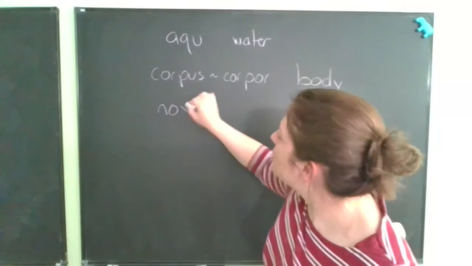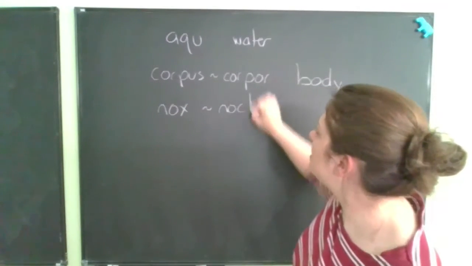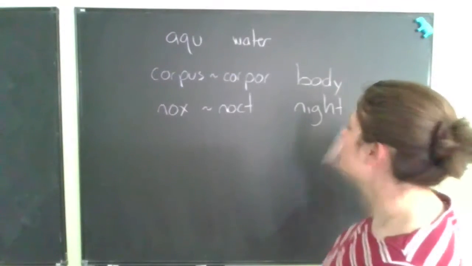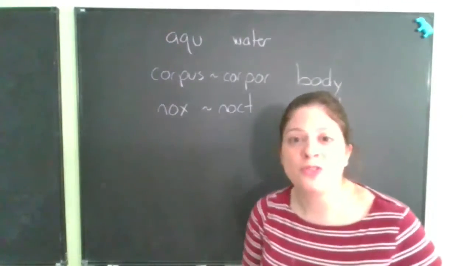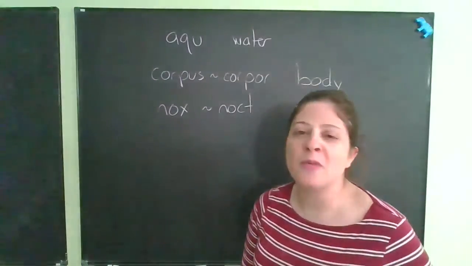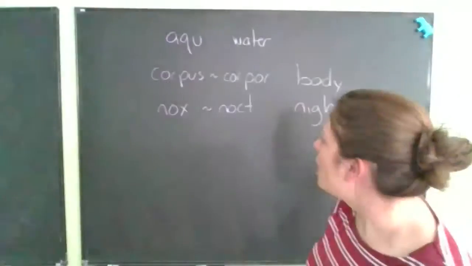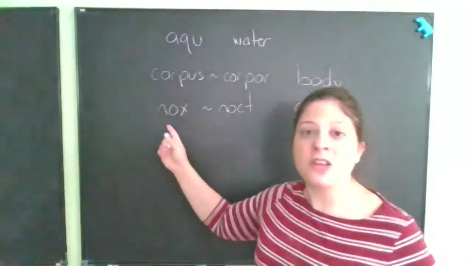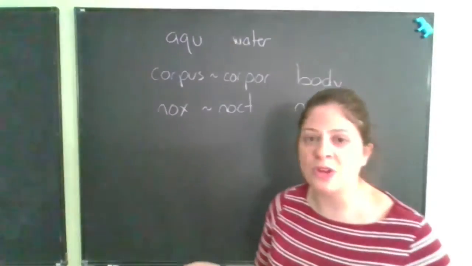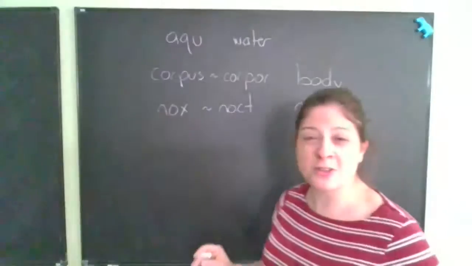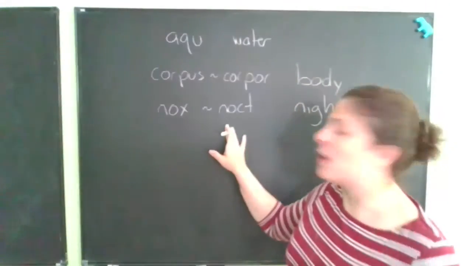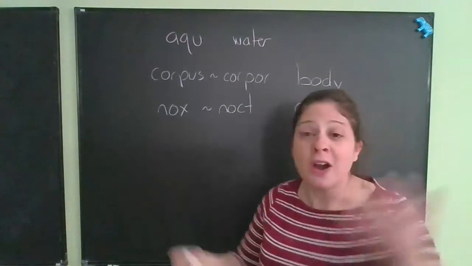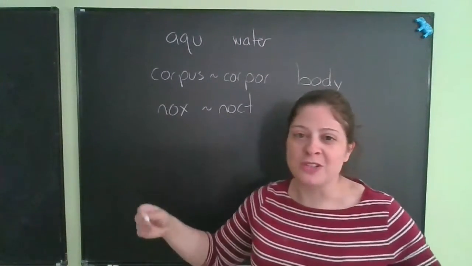Another one with two forms is nox, noct, which is night. So nocturnal, for instance, is an animal that is active during the night. And again, base and combining. So we have, for instance, the word equinox. Nothing follows the nox in that case, so you don't need the combining form. But if we wanted to turn that into an adjective, we would say equinoctial. We would use this because we want to add an adjectival ending. And so equinoctial is an English word that means pertaining to the equinox.